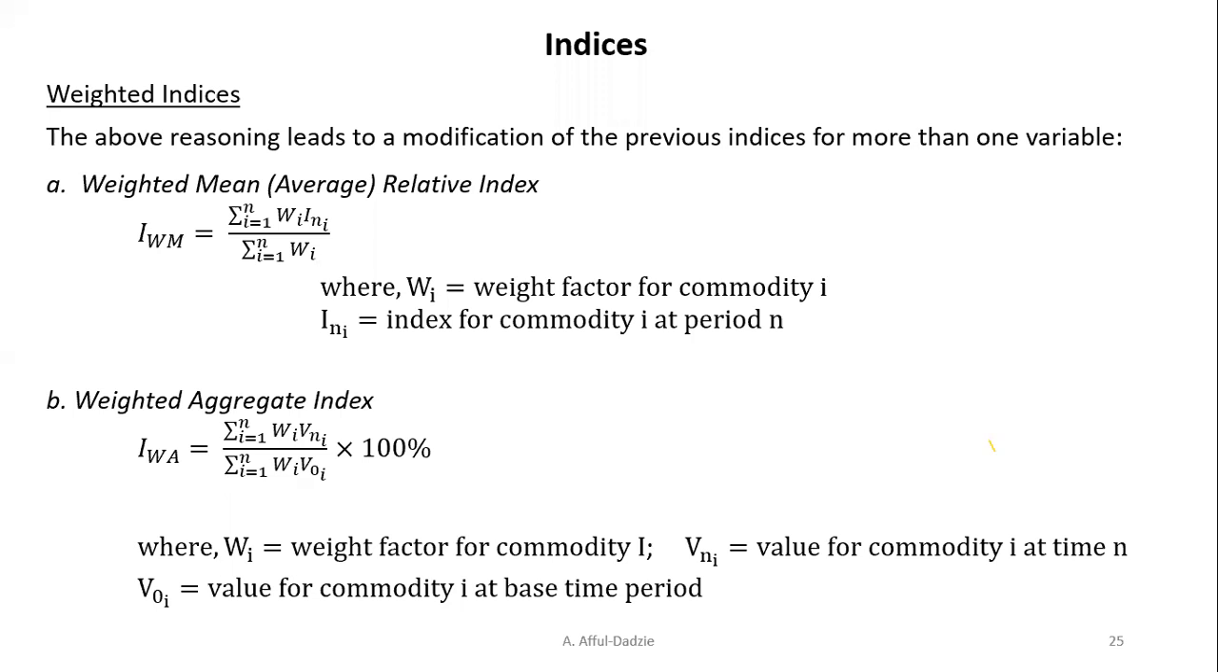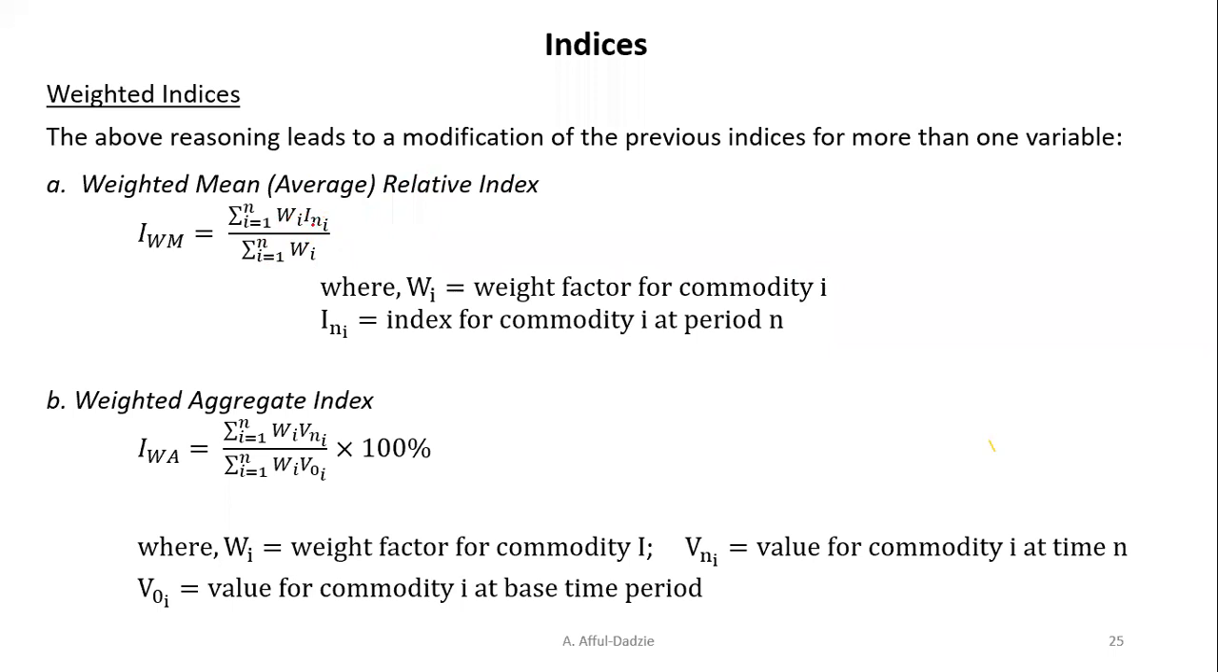So in computing the weighted indices, what we knew at first as the mean or average relative index will now become the weighted mean average relative index. In the first instance, all we did was to calculate the index numbers and divide by the number of index numbers. Now, for each index number, we multiply it with the respective weight determined for each relative index, and then divide by the sum of the weights.